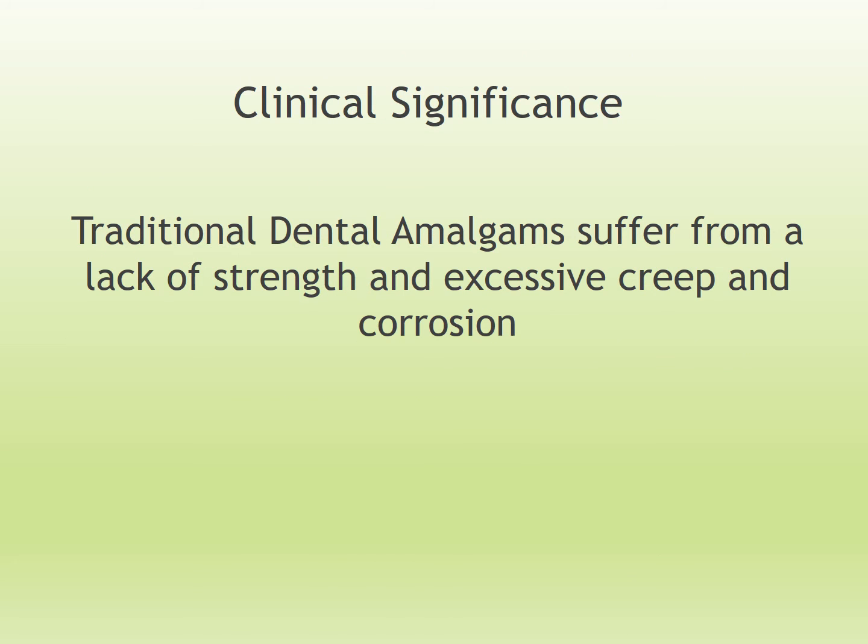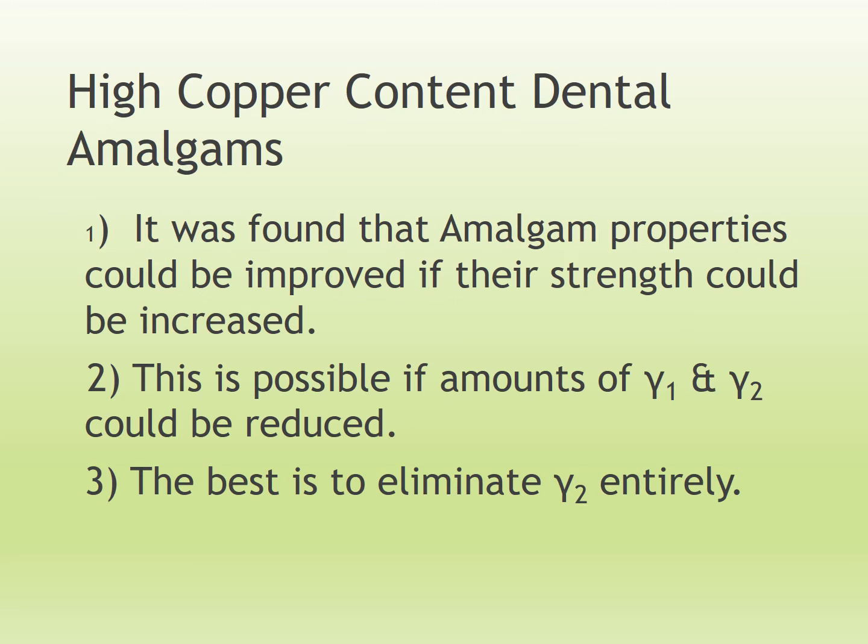Traditional dental amalgams suffered from a lack of strength and excessive creep and corrosion, and now it has been improved. High copper content dental amalgams. It was found that amalgam properties could be improved if their strength could be increased, and this is possible if the amount of gamma 1 and gamma 2 could be reduced, and the best is to eliminate gamma 2 entirely.